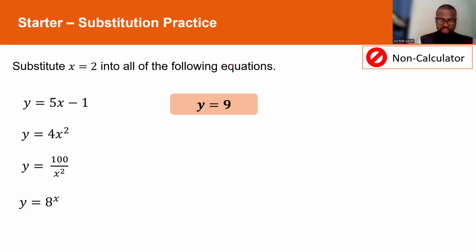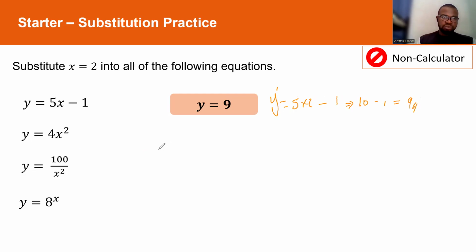So you have y equals 5 times 2, given to you, minus 1, which will give you 10 minus 1, which will give you what you got there, 9.